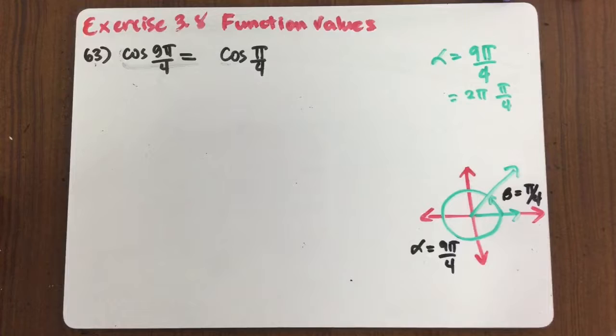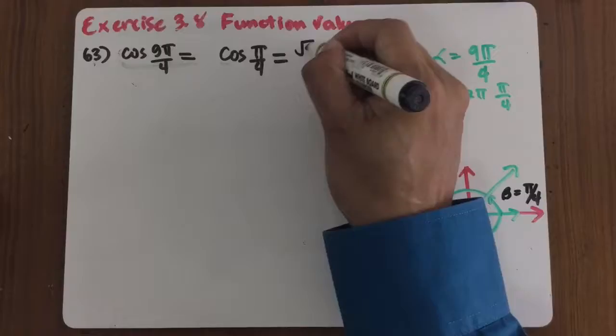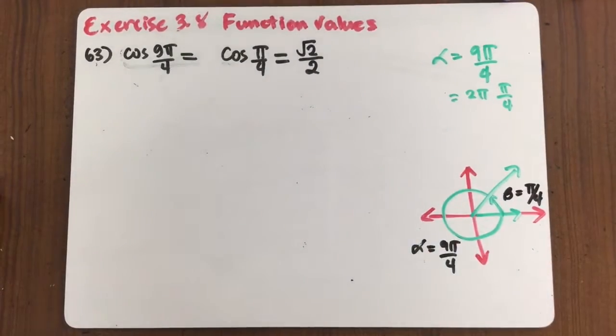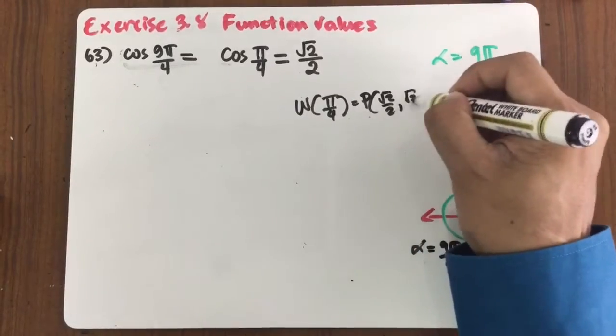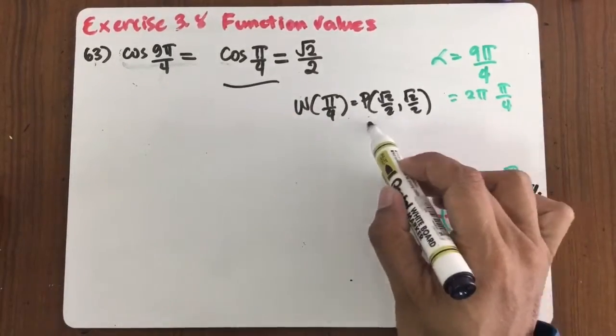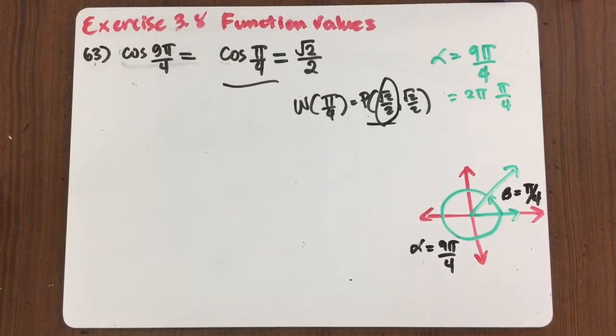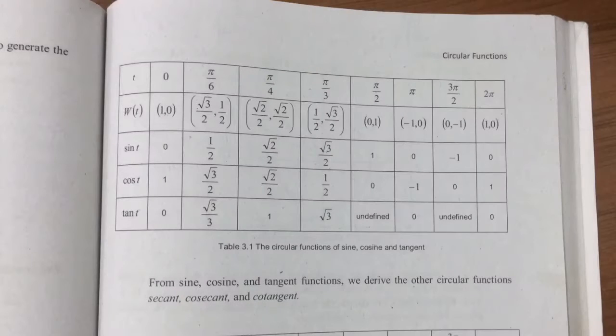What is cosine of pi over 4? It is square root of 2 over 2. Saan nanggaling ang square root of 2 over 2? Nanggaling yan sa ating wrapping function. When t is equal to pi over 4, yung point of intersection between the unit circle and our terminal side of our angle is square root of 2 over 2 and square root of 2 over 2. Yun ang x and y coordinates. At pag cosine, pinipili natin yung x coordinate.